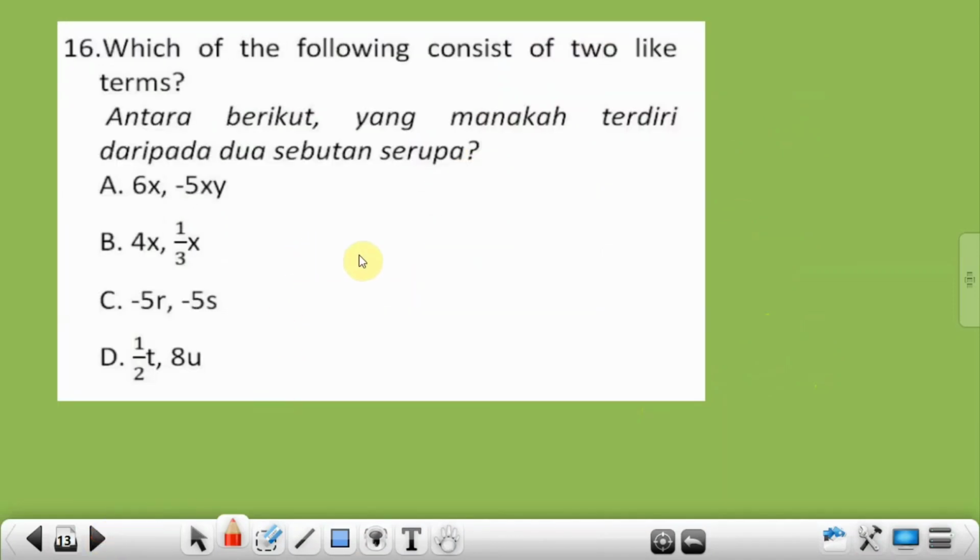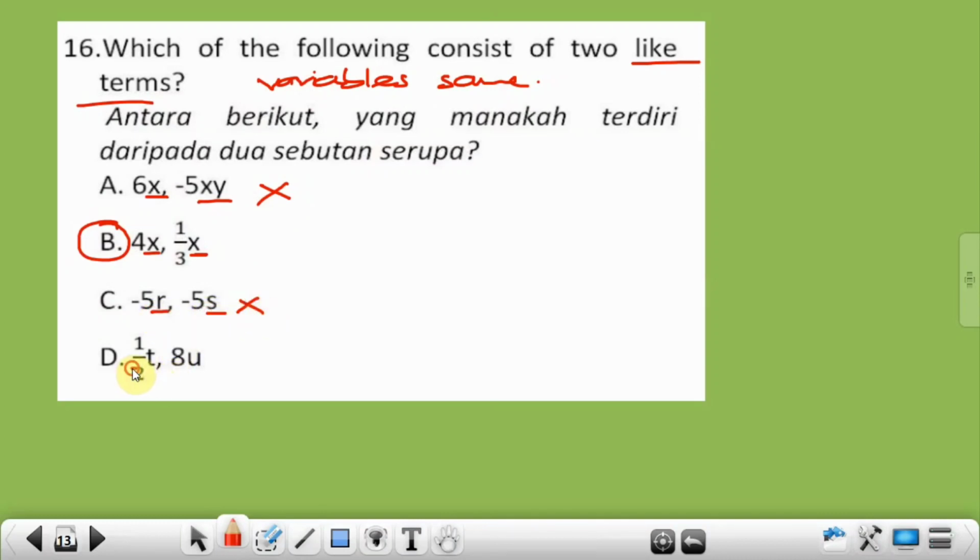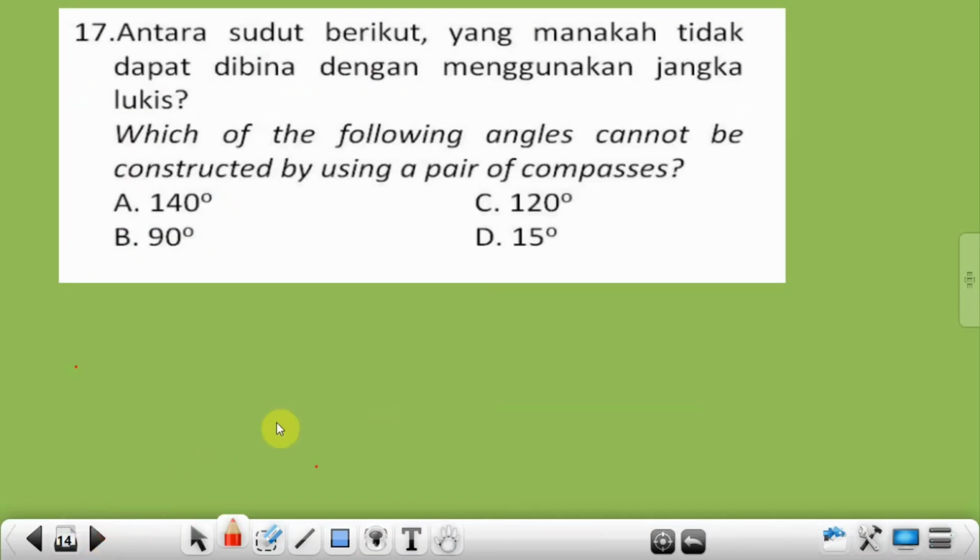Okay, next. Which of the following consists of two like terms? When it is a like term, it means that the variables are the same. So which one has the same variable? This one? No. This one has the same variable, so yes. We check the other: this is 2t, this is u, no. So the answer is confirm B.